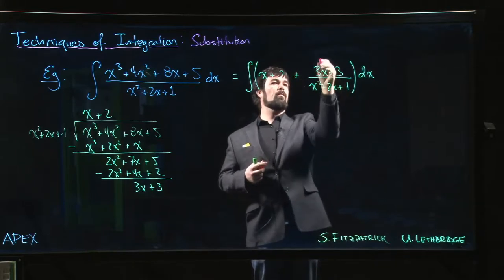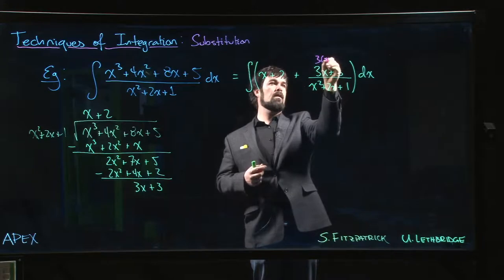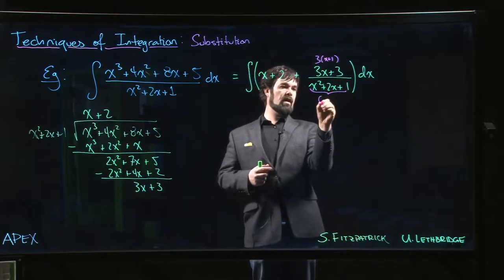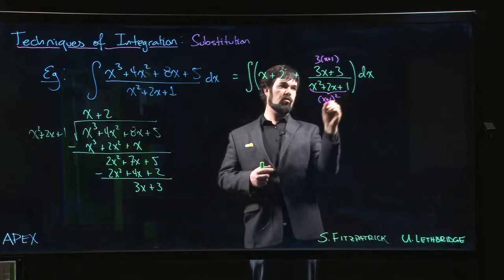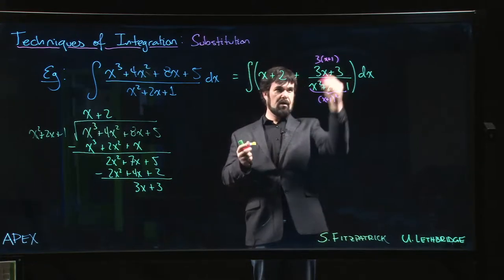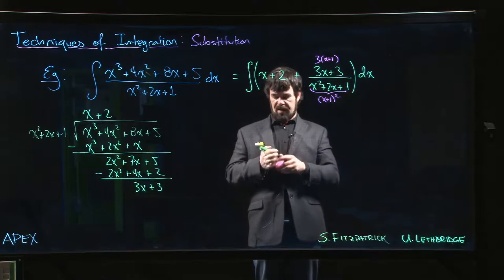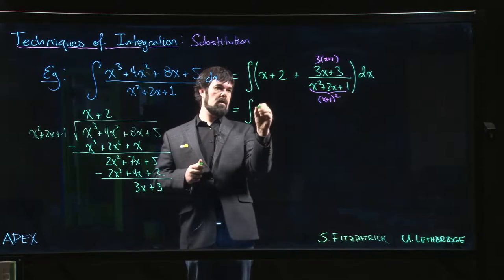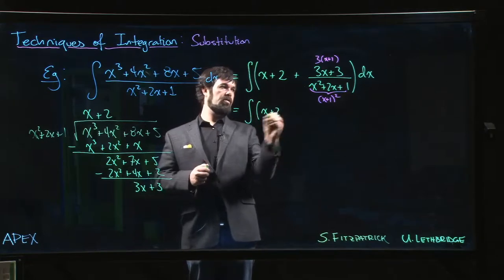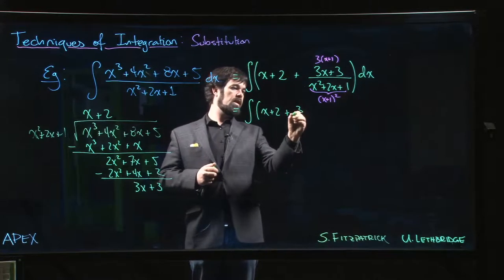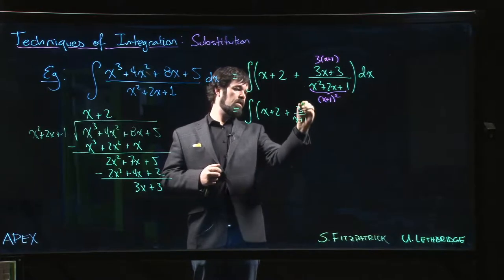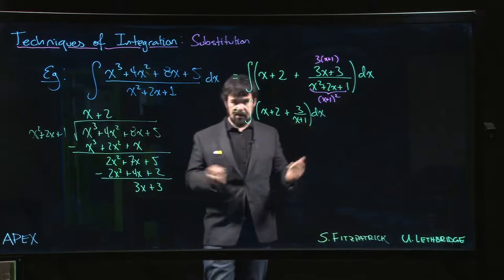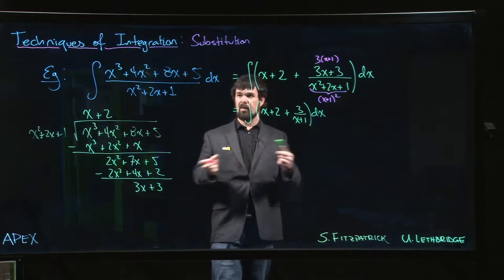Up here, this 3x plus 3, that's 3 times x plus 1. x squared plus 2x plus 1, that's x plus 1 squared, right? So this time we can factor and cancel. We get x plus 2 plus 3 divided by x plus 1. Okay? So we haven't done an antiderivative yet, right? We haven't done any integration. All we've done is algebra.